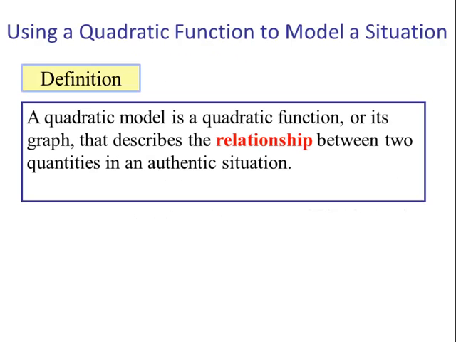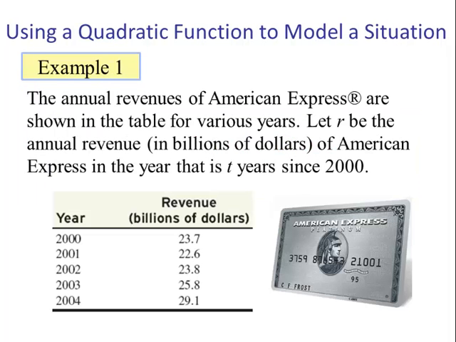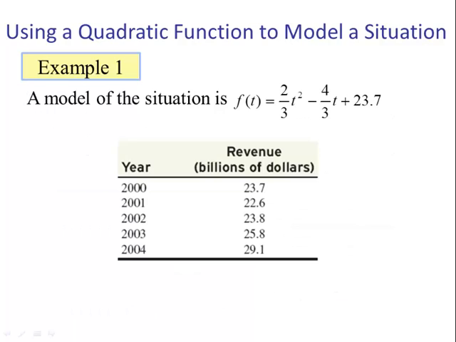Lesson objective. Definition: a quadratic model is a quadratic function or its graph that describes the relationship between two quantities in an authentic situation. Example 1. The annual revenues of American Express are shown in the table for various years. Let R be the annual revenue in billions of dollars of American Express in the year that is T years since 2000. A model of the situation is f of t equals 2/3 t squared minus 4/3 t plus 23.7.